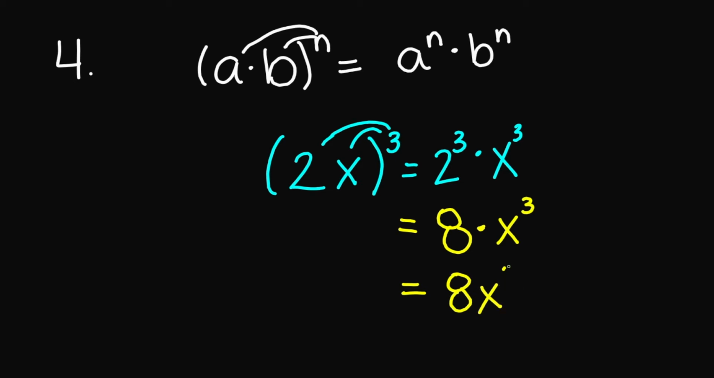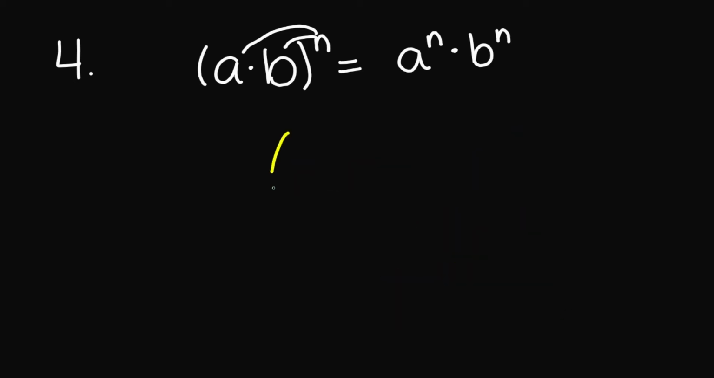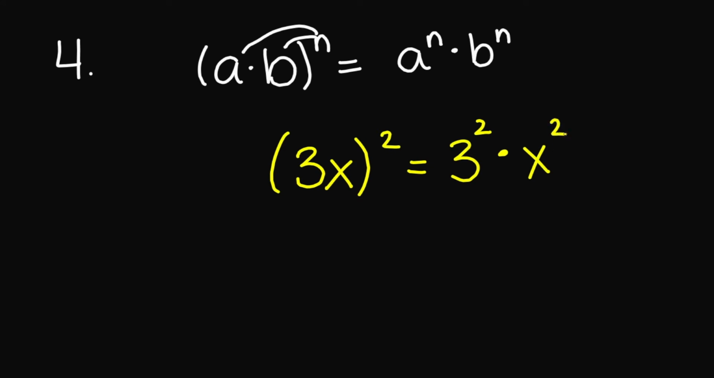What about 3x raised to the second power. I'm going to have 3 squared times x squared. 3 squared is 9 times x squared. And when you multiply together, you're going to get 9x squared.